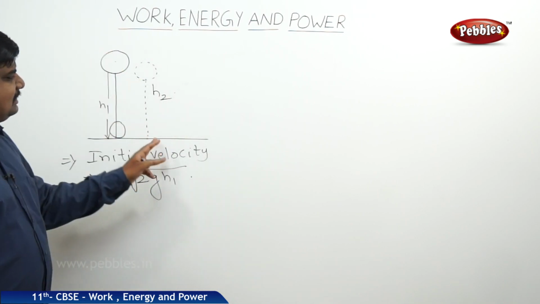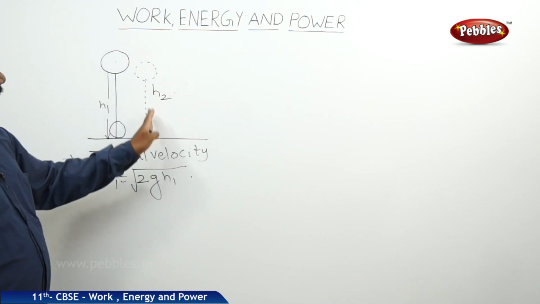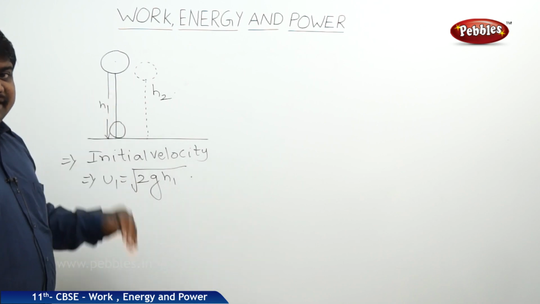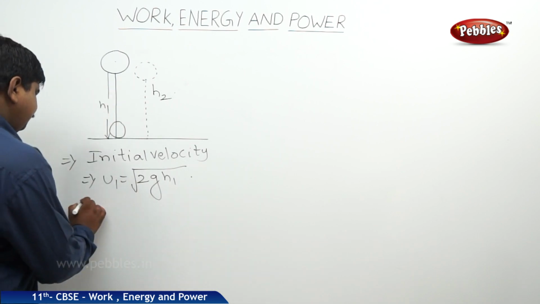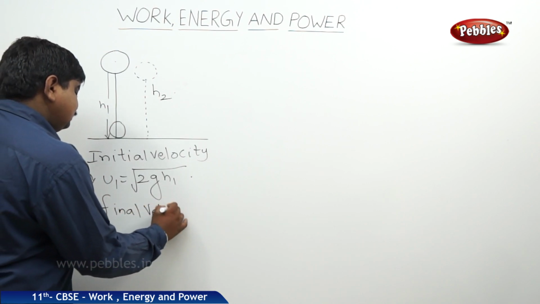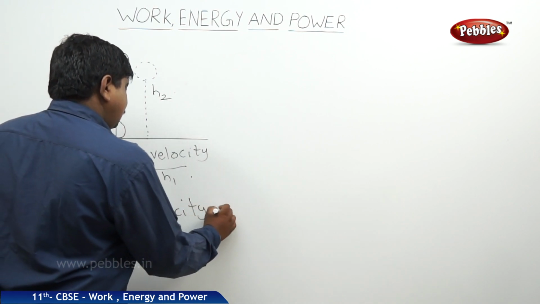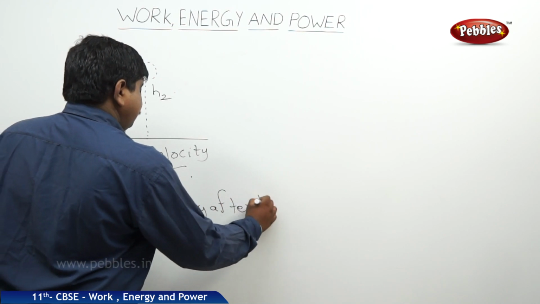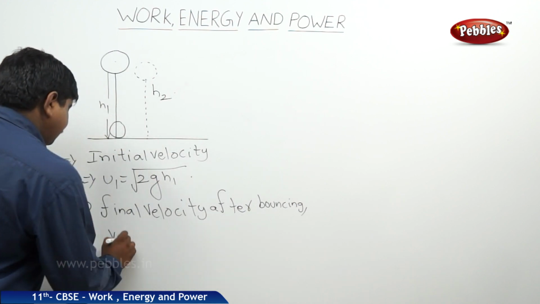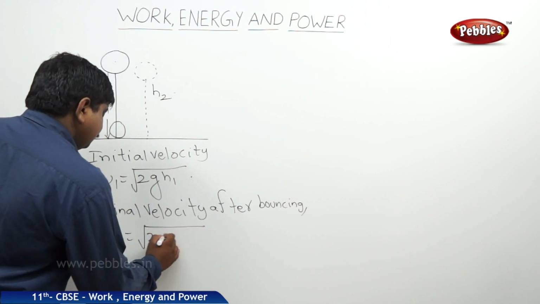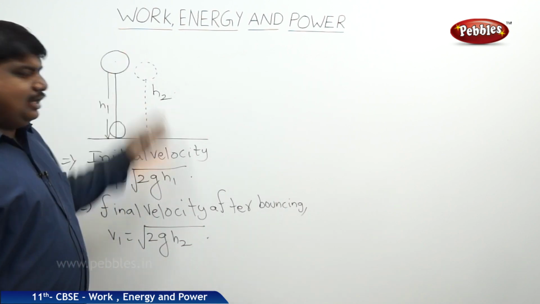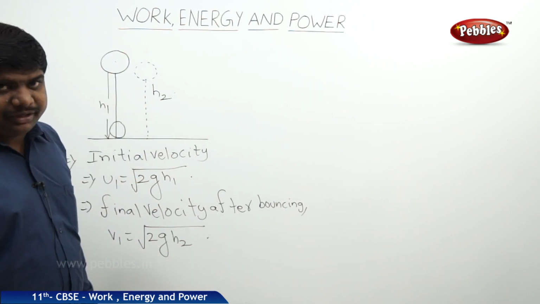If this is the initial velocity, the velocity attained by the body while it is going up after the bouncing will become the final velocity. So, the final velocity after bouncing, v1, is equal to under root 2g h2. Automatically, this will become v2 in the case of a freely falling body.